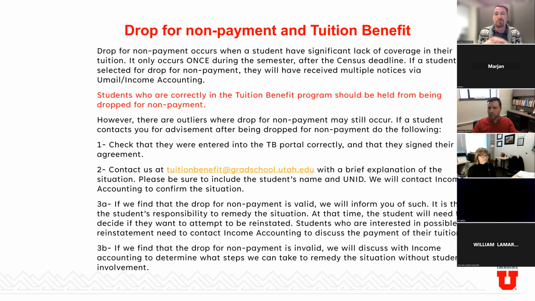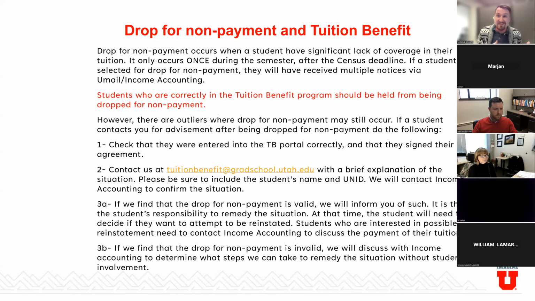You can also contact us with a brief explanation of what you're seeing. "Hey, the student was dropped for non-payment. I didn't think that was a thing. Here's their info. Can you help me find this information?" And we're happy to investigate and see what's going on. We will at that point contact income accounting more than likely just to determine, was this a valid drop for non-payment? We thought they were still on TB. Everything looks good on our side. What's going on? If we find that it is valid, we will send you some instructions to have the student contact income accounting and then eventually probably the registrar's office for some steps on possibly getting reinstated into their courses if that's something they want to do.